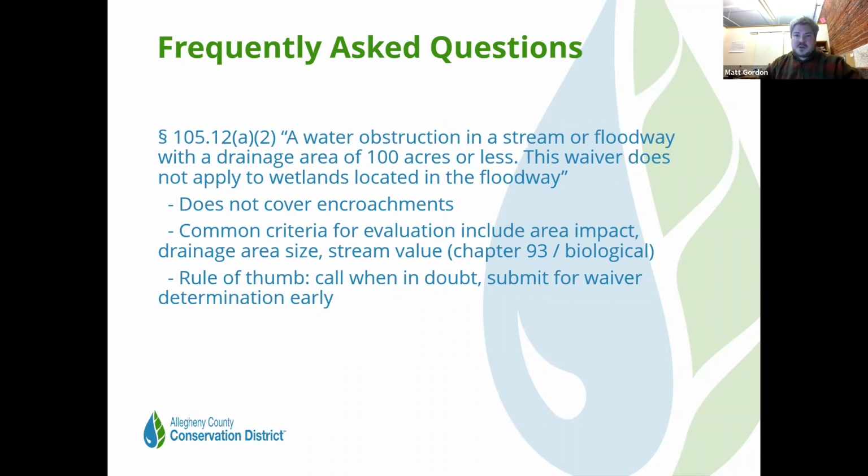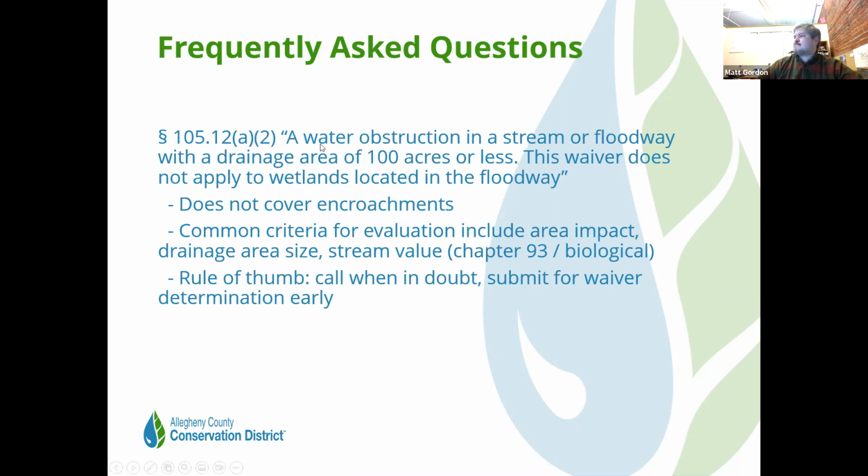A couple of things are built right into this definition as written. It does not cover encroachments. It specifically is saying obstructions. So culverts, utilities. So an encroachment, especially excavation, you can't dig and relocate a stream channel to drain somewhere else. It's not covered under this waiver. Also, it doesn't cover any wetlands that are in the floodway. If you have wetlands, they're still subject to 105 regulation, even adjacent to small headwater streams.